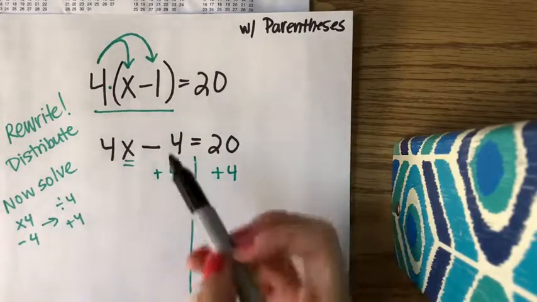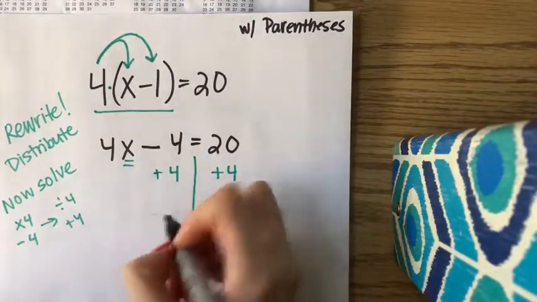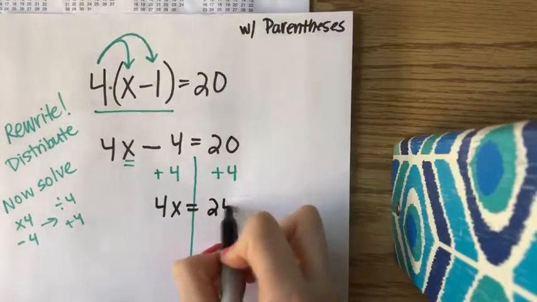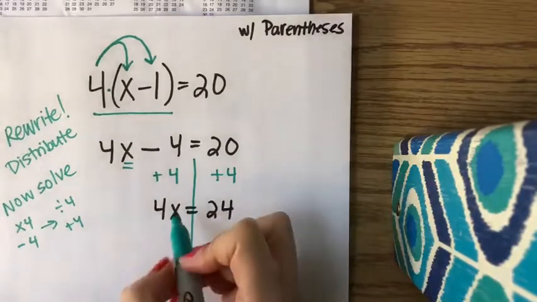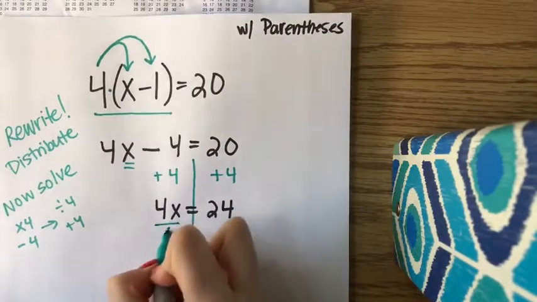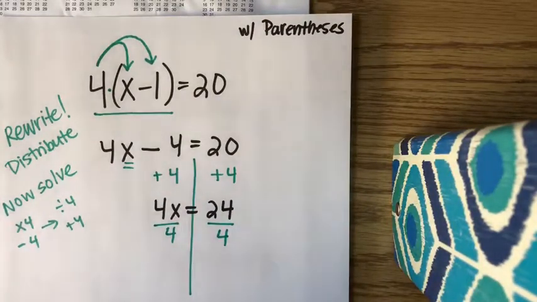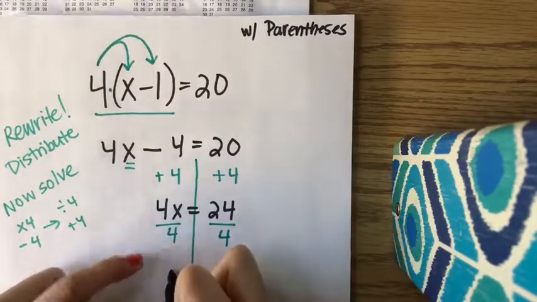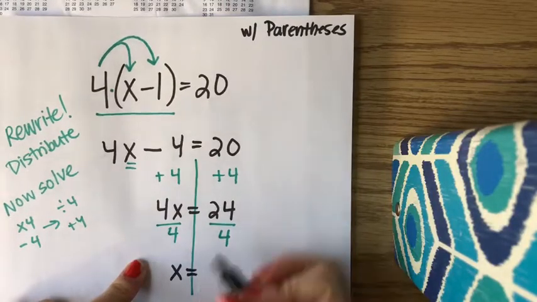When I do that, minus 4 plus 4 cancels out to 0, just like I wanted. So I'm just left with 4x equals 24. Then, the next step in getting x alone is dividing both sides of the equation by 4. When I've done that, I'm left with 4x over 4, which is just 1x, equals 24 over 4, which is 6.